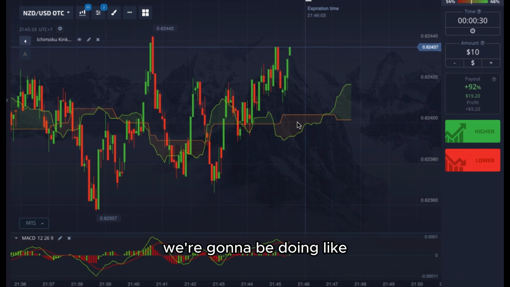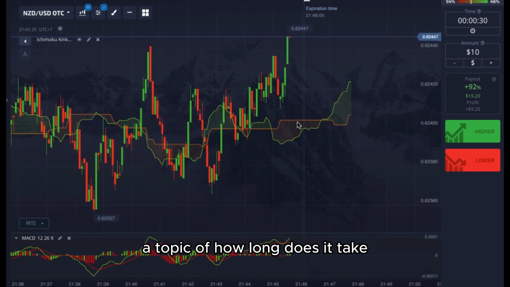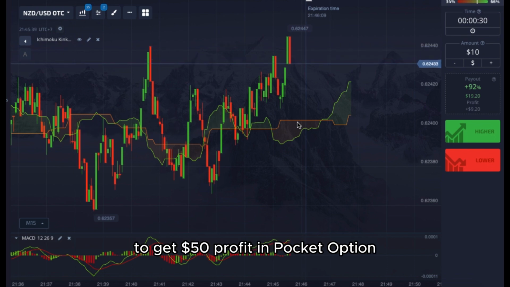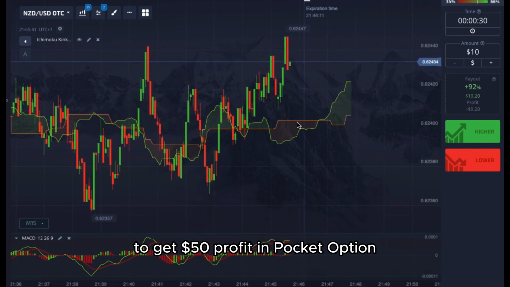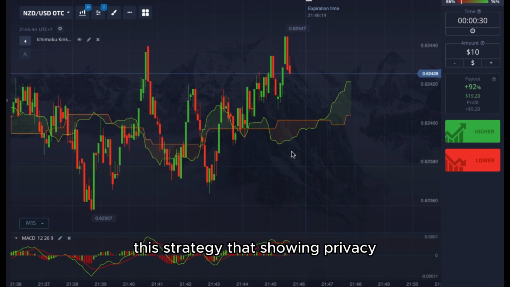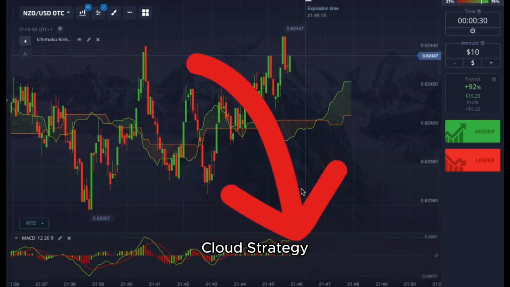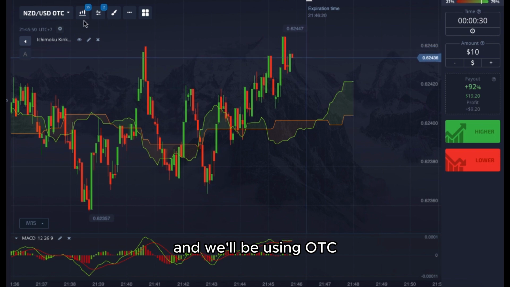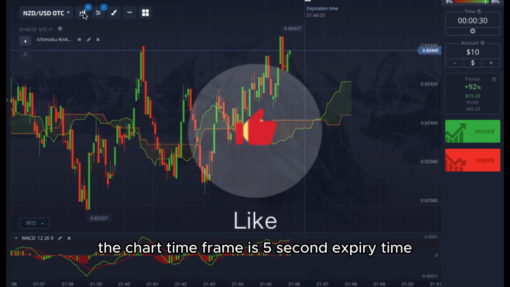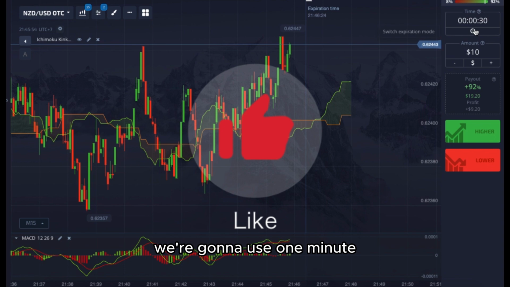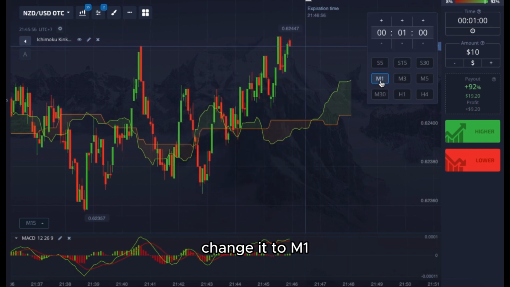So in this video, we're gonna be doing a topic of how long does it take to get $50 profit in Pocket Option. We're gonna be using this strategy that I've shown previously. I've done several videos on this Ichimoku Cloud strategy, and we'll be using OTC. The chart time frame is 5 seconds. Expiry time we're gonna use 1 minute. So click on here, change it to M1.